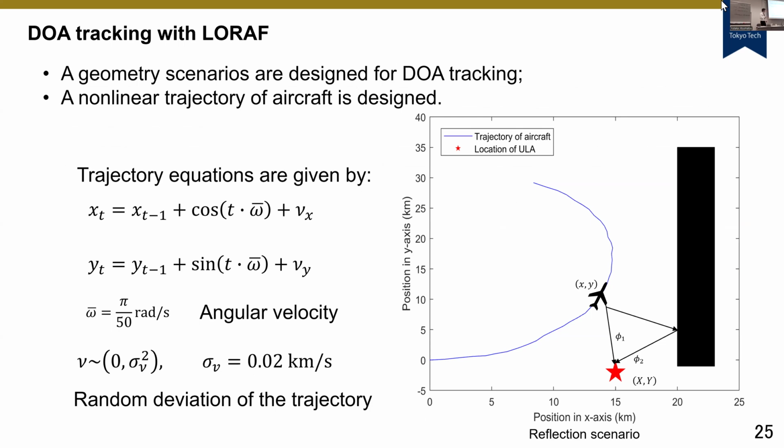And then we design a trajectory model of the airplane for the DOA tracking. So we consider the nonlinear trajectory like this, and the angular velocity is fixed. And also we consider the random duration of the trajectory like this.